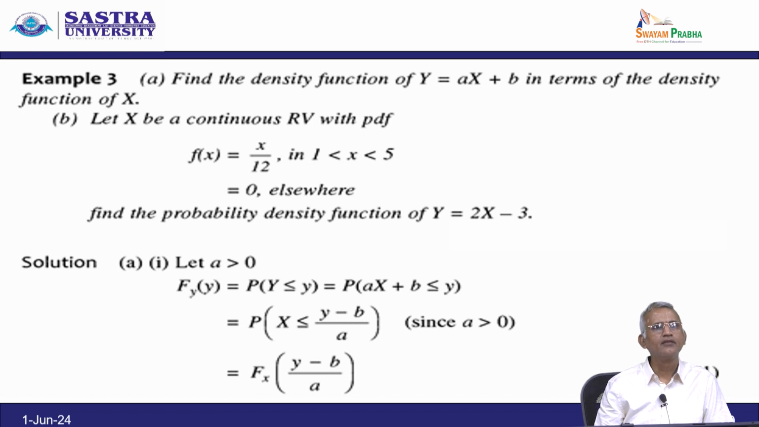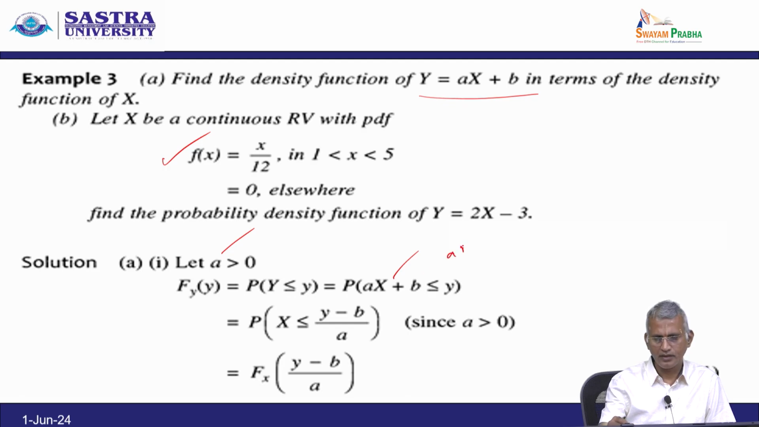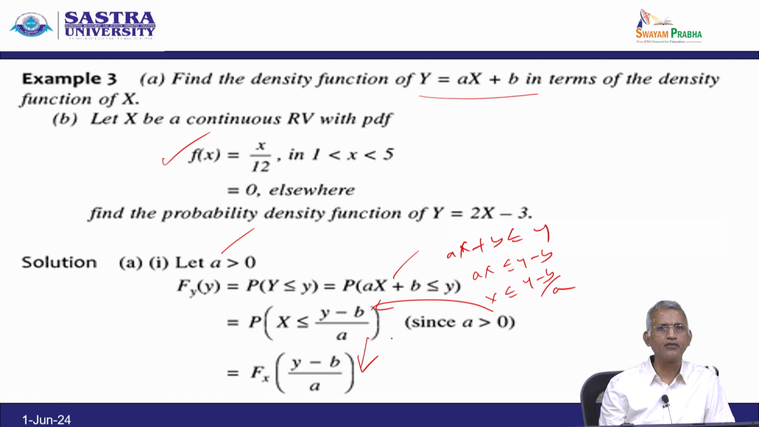Next example, find the density function of y equal to ax plus b in terms of the density function of x. Let x be a continuous random variable with probability density function f of x equal to x by 12 for 1 less than x less than 5, 0 otherwise. Find the PDF of y equal to 2x minus 3. The solution is, if a is positive, then F y of y is the probability of y less than or equal to y, that is ax plus b less than or equal to y. Then ax is less than or equal to y minus b, and x is less than or equal to y minus b by a. So, the representation of the function is Fx of y minus b by a.